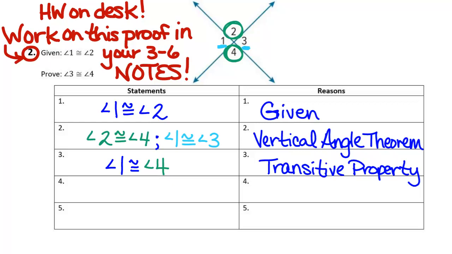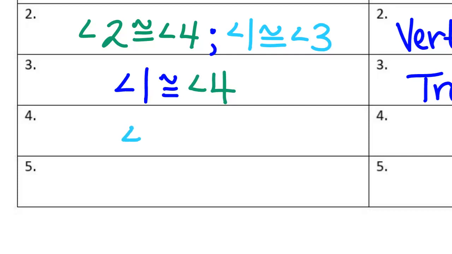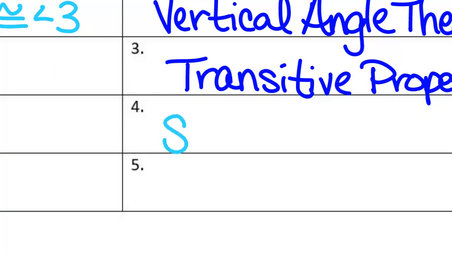Here I have 1 is congruent to 3, but here I have 2 is congruent to 3. If I want to use the transitive property, I'm going to have to take this and turn it around the other way. Symmetric property. Angle 3 is congruent to angle 1 using the symmetric property.